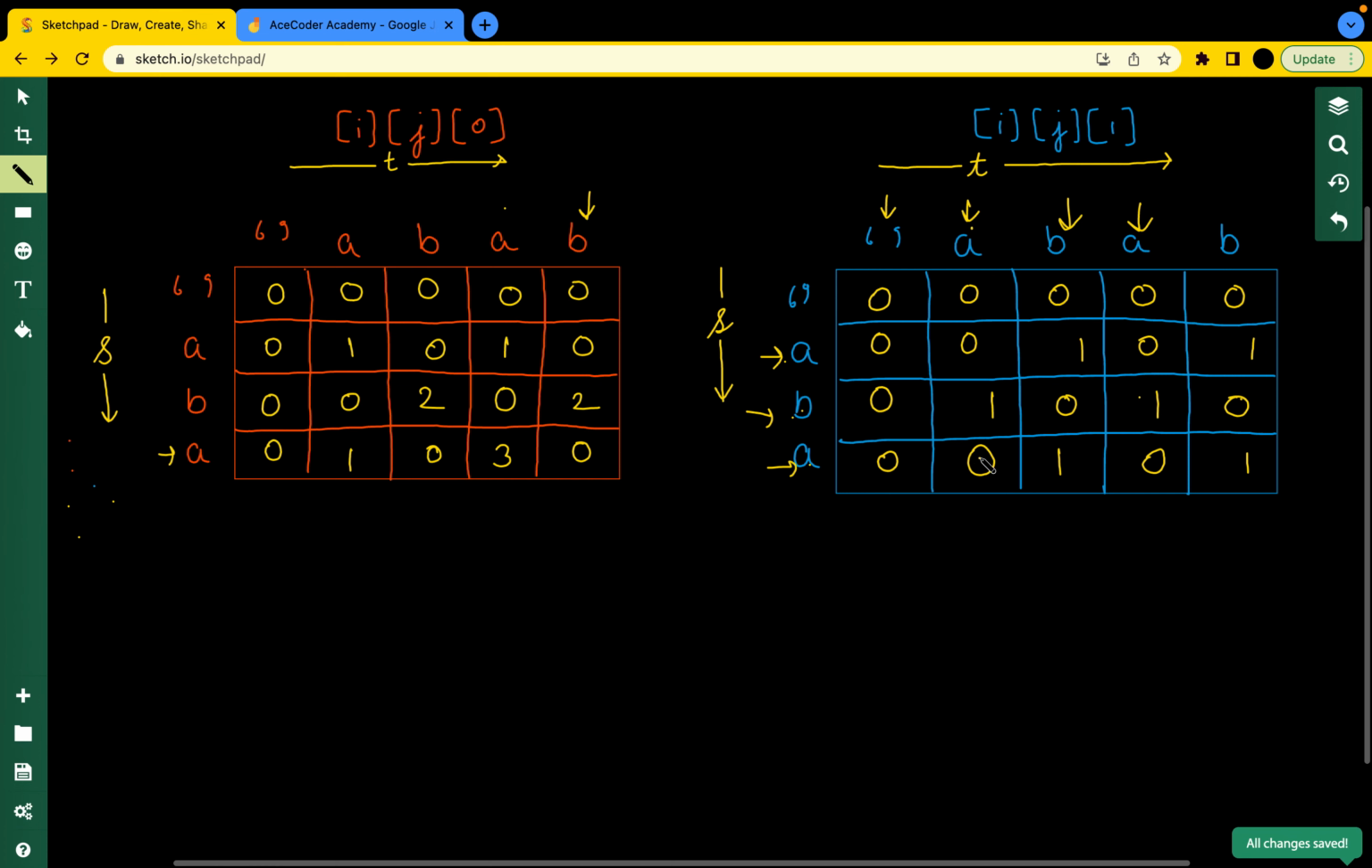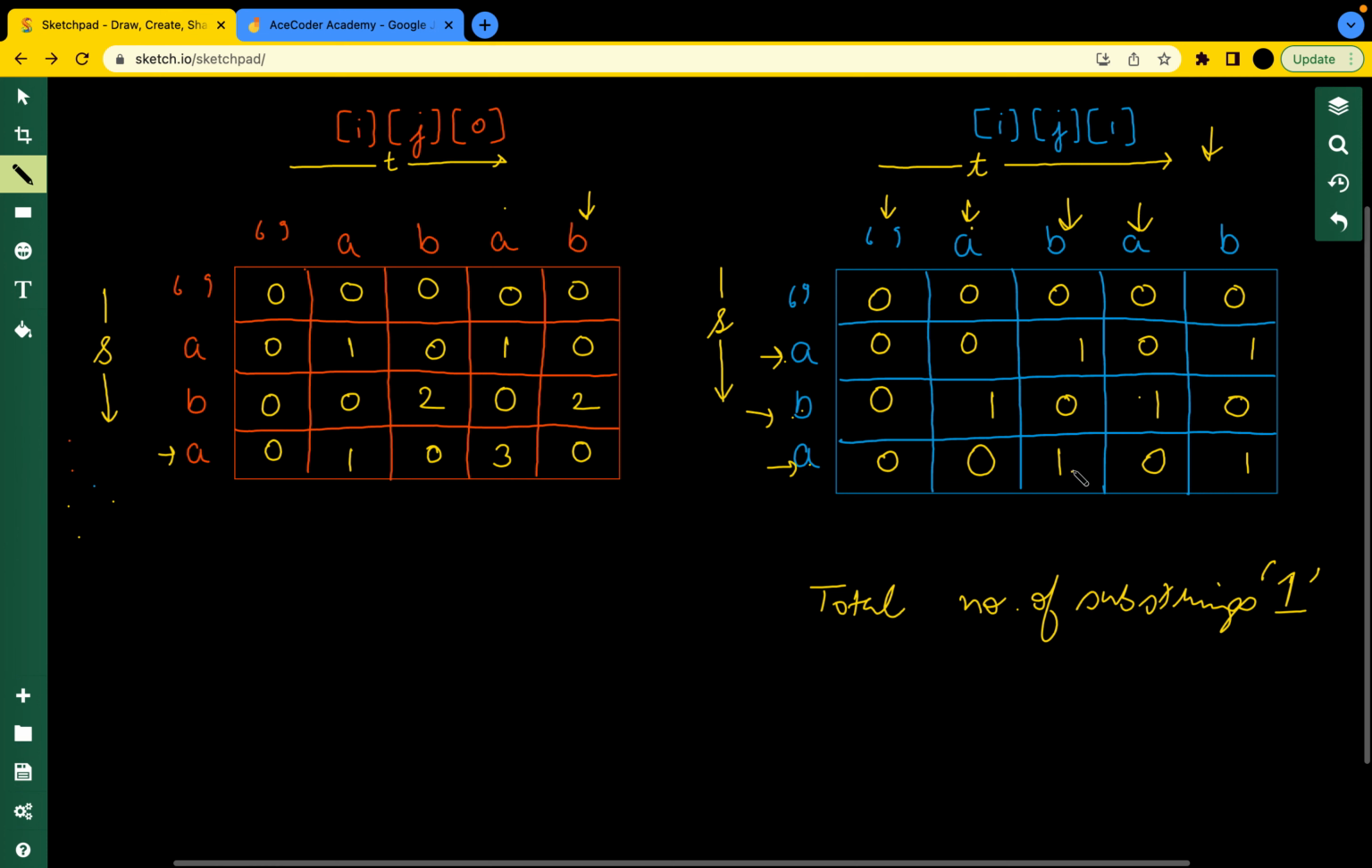So after this, we will add all these values in this array because we just require the total number of substrings that differ by only 1 character.